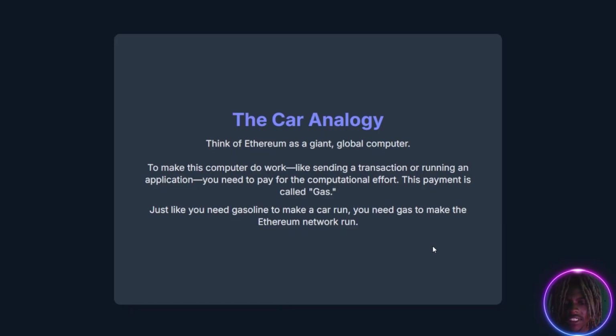Think of Ethereum as a giant global computer. And to make this computer do work, like sending a transaction or running an application, just like a computer would do, you need to pay for the computational effort. This payment is called gas. Just like you need gasoline to make a car run, you need gas to make the Ethereum network run. The Ethereum network requires gas in order to function, to send one transaction to another or run a transaction, for example. Gas is what's required.